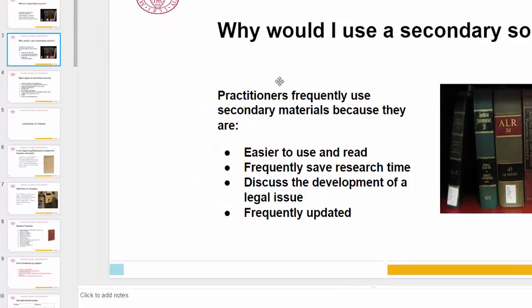The reasons why we would use a secondary source include that they are easier to use and read, and that they may save us research time as they have already collated and aggregated our primary materials together. They may discuss the development of a legal issue, and unlike a number of primary materials, they are frequently updated as they are published by commercial publishers that have a revenue stream involved in their publication.